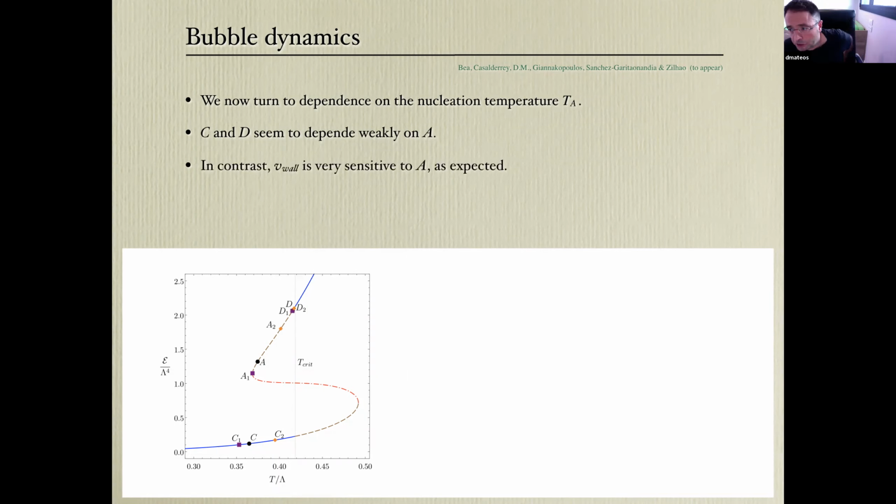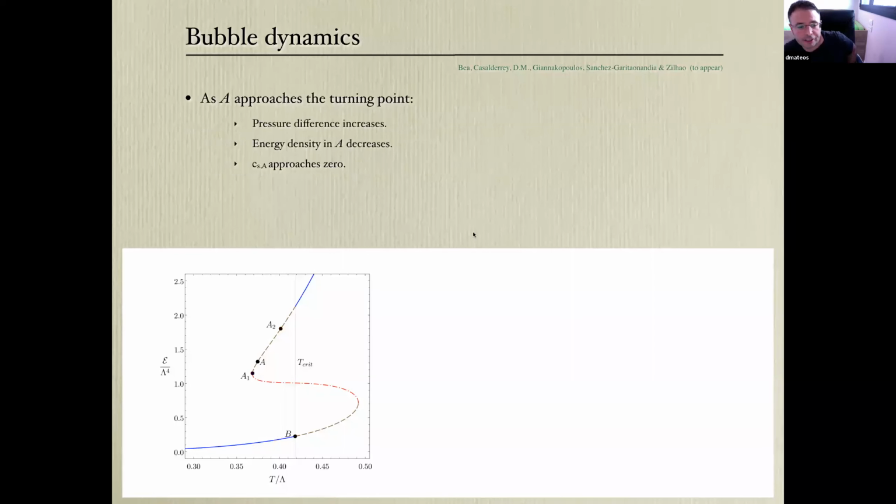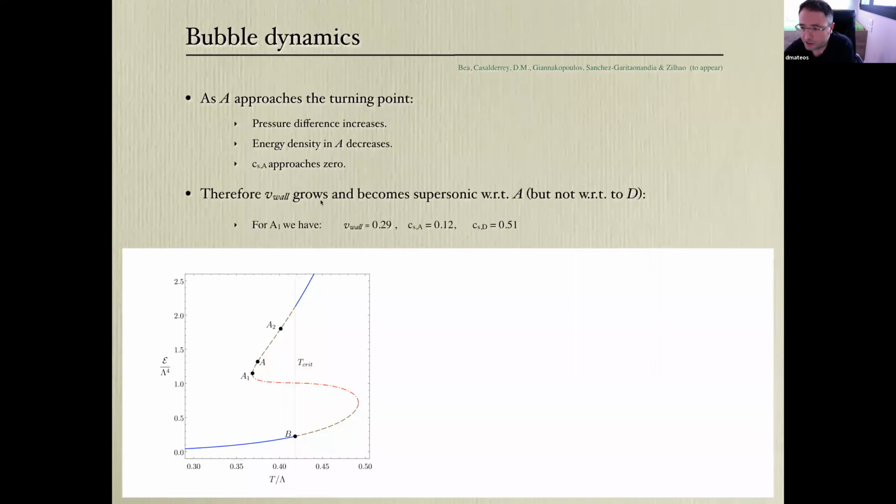In contrast, the wall velocity is very sensitive to the nucleation temperature, as you might expect on general grounds. For example, as the nucleation temperature approaches the turning point, so A approaches the turning point, so A1 is almost at the turning point, the pressure difference between the inside and the outside of the bubble increases, the energy density outside the bubble is going down, and also the speed of sound at this turning point is zero. So this increases the wall velocity, and moreover, it guarantees that it will become supersonic with respect to the speed of sound at A, because the speed of sound at A is going to zero at this point.